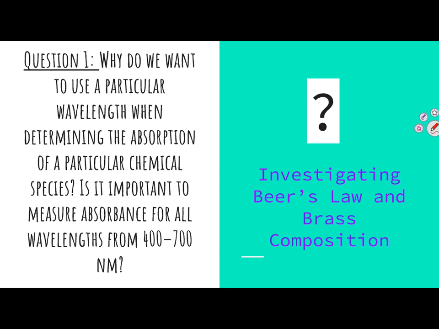All right, so why do we want to use a particular wavelength when determining the absorption of a particular chemical species? Why do you think we need to find the perfect wavelength? Say again? So we want to get most of the copper ions accounted for. So we have to use the maximum absorption to get the most precise data we can in terms of the concentrations we'll be finding. We will always measure between 400 and 700 nanometers because that's our visible wavelengths. That's what we can see. We can't see in UV and IR, so we can't use those to detect our concentrations.